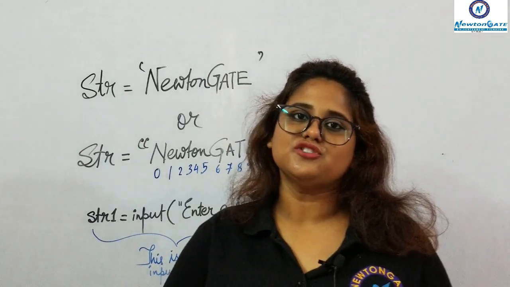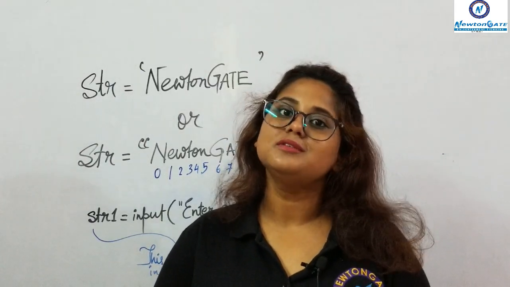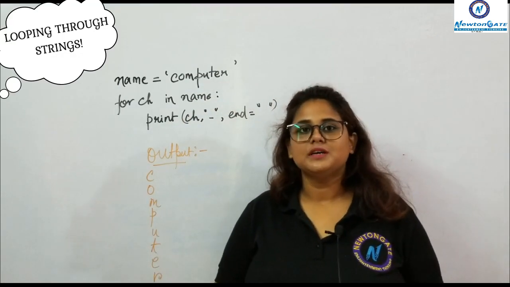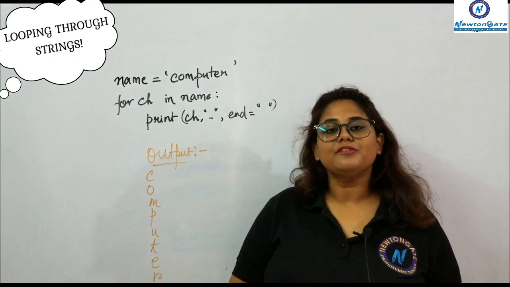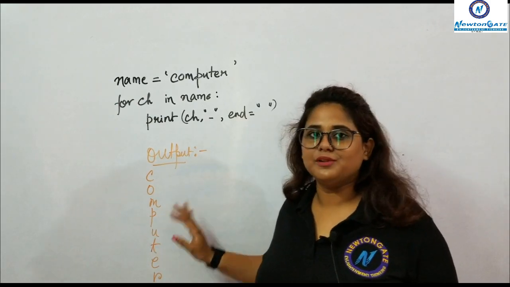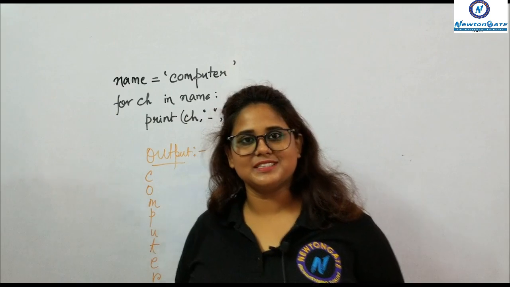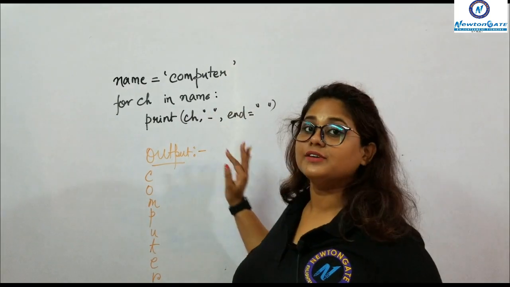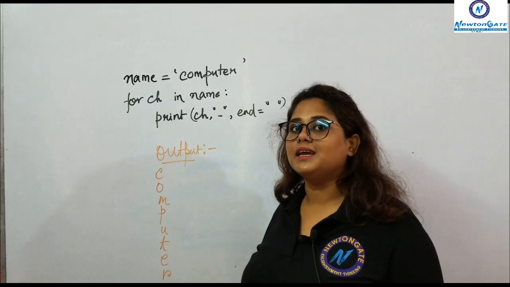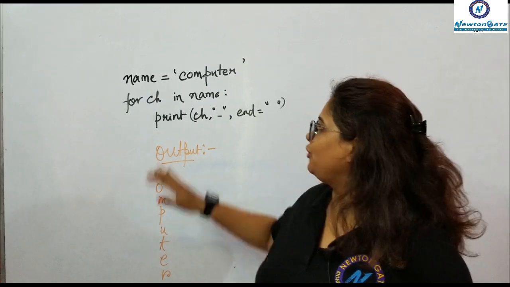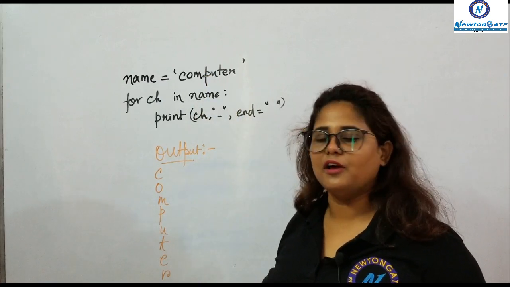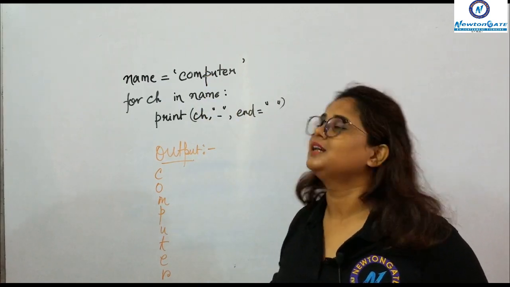Now let's move into our next topic, that is looping through strings. This is my first example of how we do looping through strings. First I have taken a string and stored it in the variable name. So name equal to, this is my string, computer. I already told you how to declare a string.